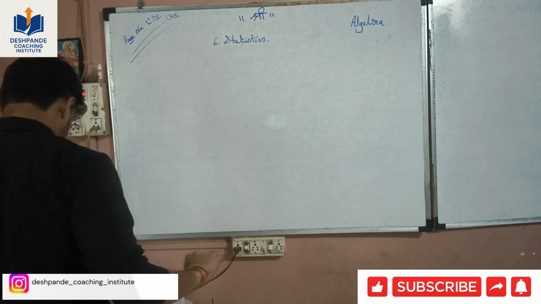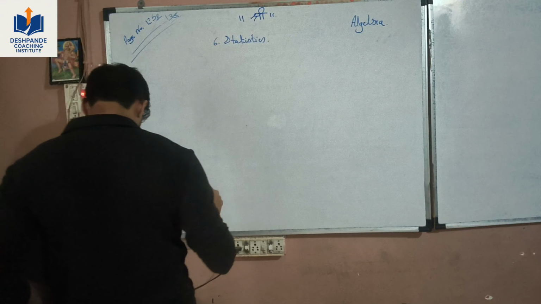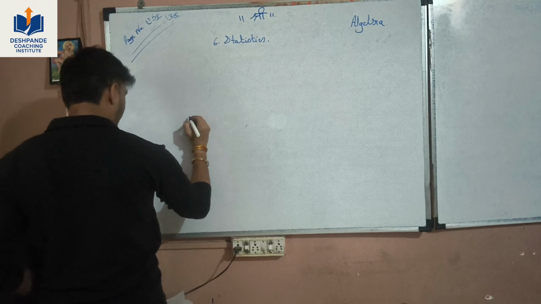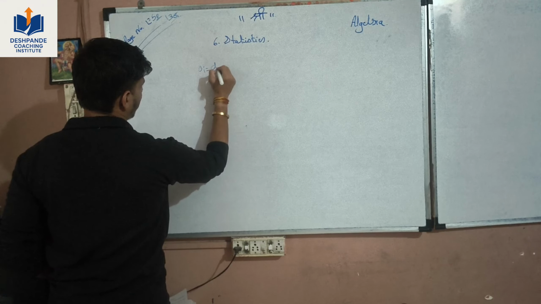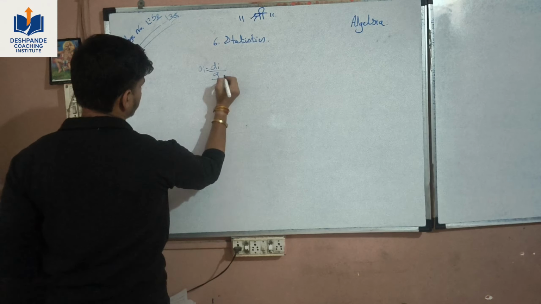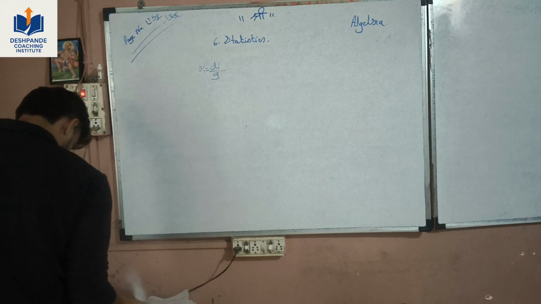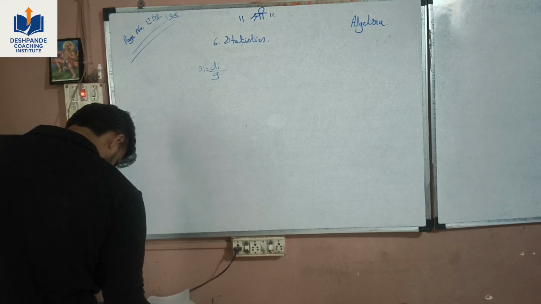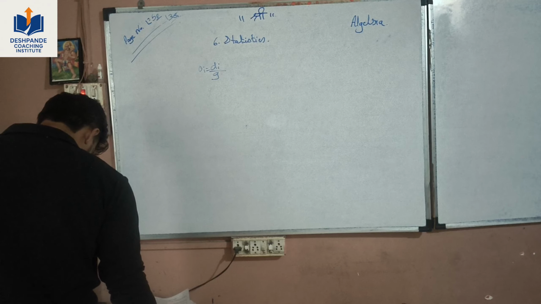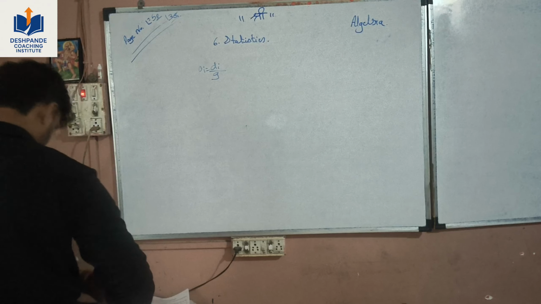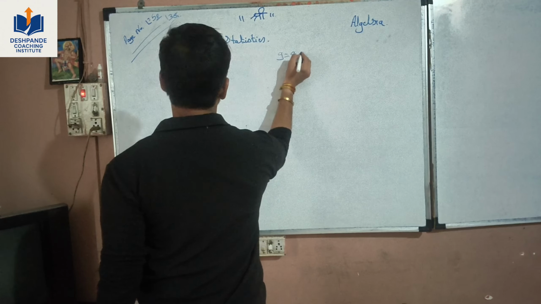So there is a small change in this table. You have to take ui is equal to di upon g. So what is g? In this example, g is equal to 400.